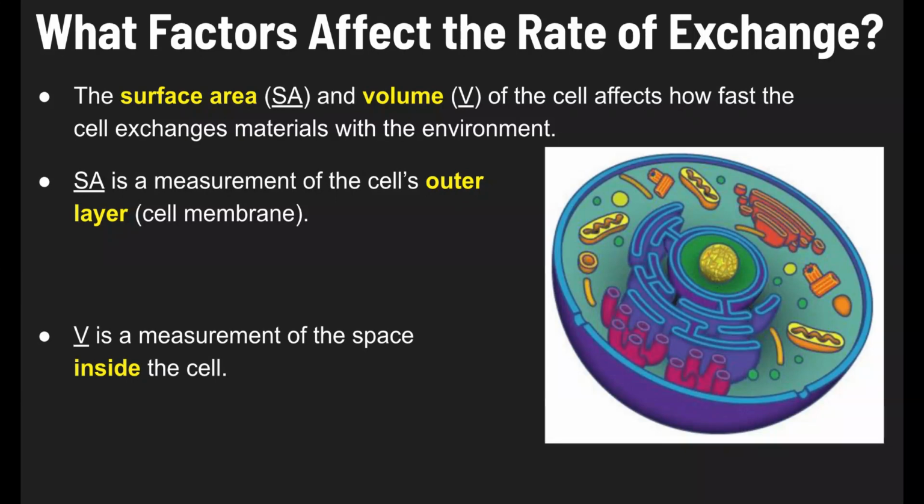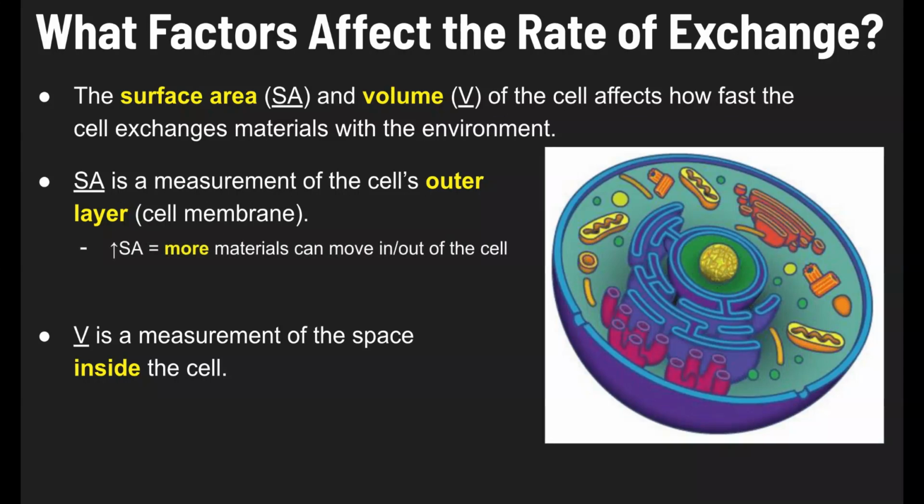Volume, on the other hand, is a measurement of the space inside the cell. So everything else you see inside the cell, that's part of its volume, the measurement of space inside the cell. Okay, so that tells you what surface area is and what volume is in this case. But now let's talk about how those factors affect the rate of exchange between the materials from outside the cell and inside the cell.